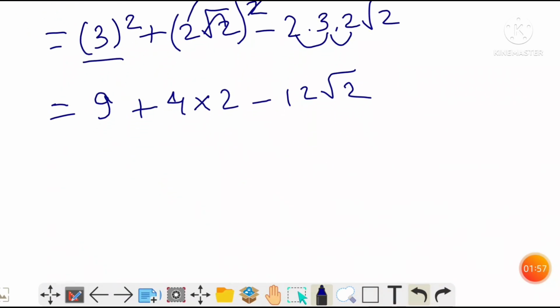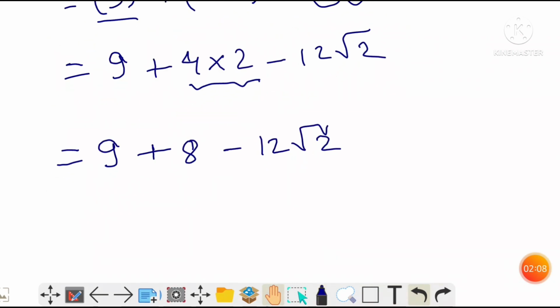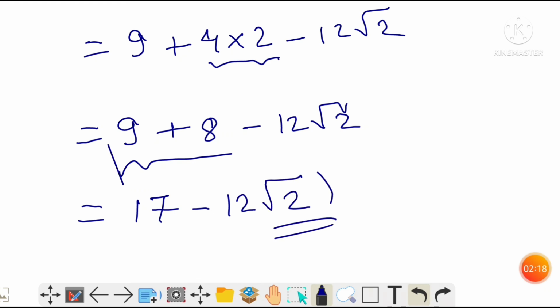Now we'll add the numbers, that is 9 plus 4 2s are 8 minus 12 root 2, that is 9 plus 8 is 17 minus 12 root 2. That is, the value of n square is 17 minus 12 root 2.